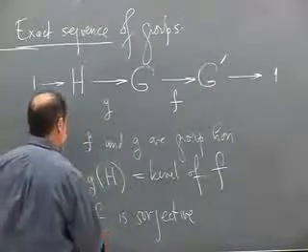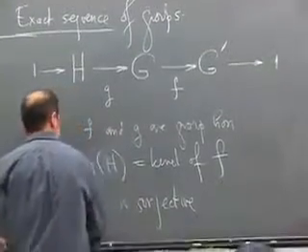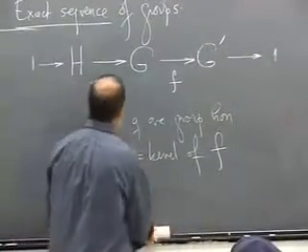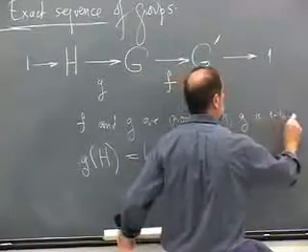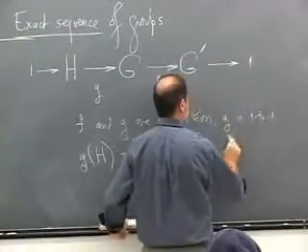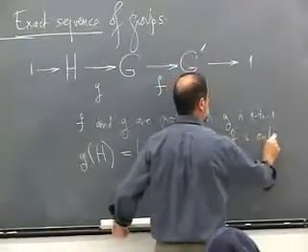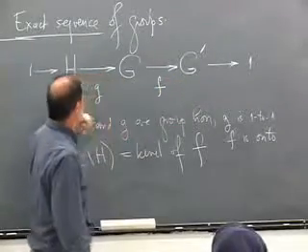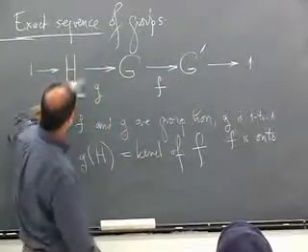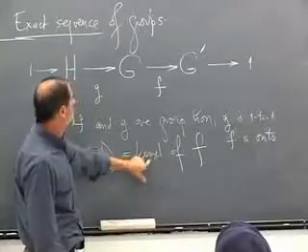And H and G are group homomorphisms. Let me write this again so I get it right. G is injective, a 1-to-1 map, and F is onto, so this is a surjection. So G prime is the image. This is an injection, so it identifies H with the kernel of F.